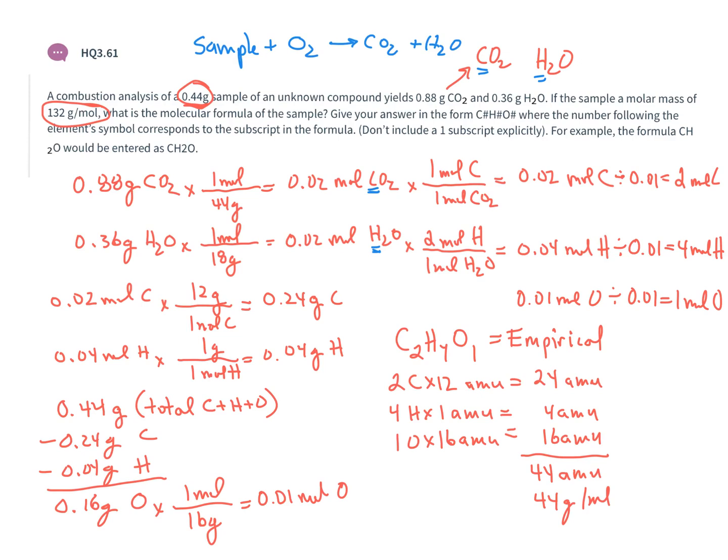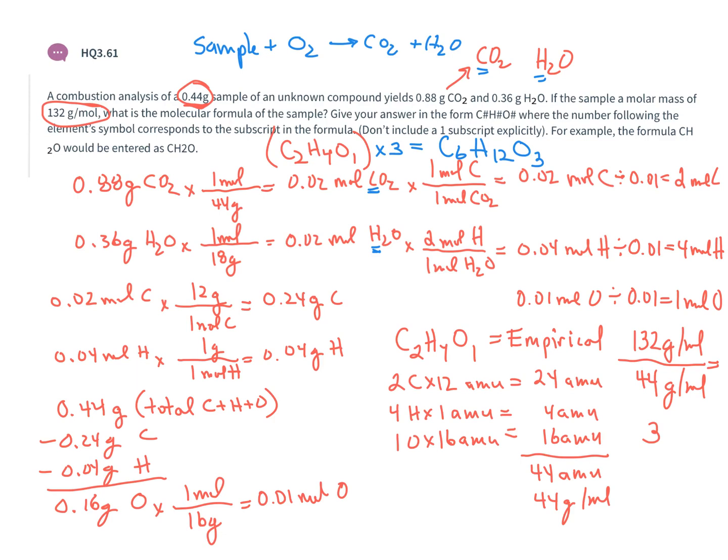So to determine the relationship between the empirical formula and the molecular formula, I need to divide those two. My molecular formula is 132 grams per mole. My empirical formula, the smallest whole number ratio, is 44 grams per mole. Divide those through, and I get a factor of 3. So that means I need to multiply my empirical formula by 3 to determine my molecular formula. So C2H4O1, I'm going to multiply that by 3 because that's the relationship between the empirical and the molecular formula, to come up with a molecular formula of C6H12O3.